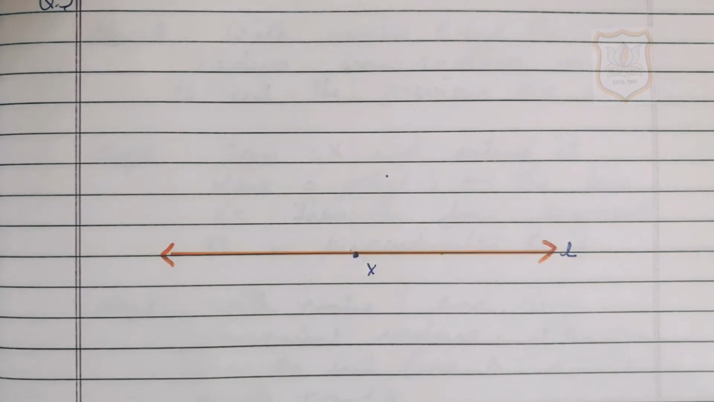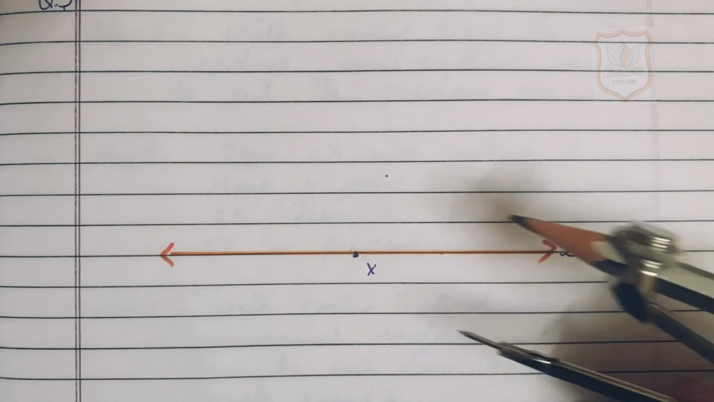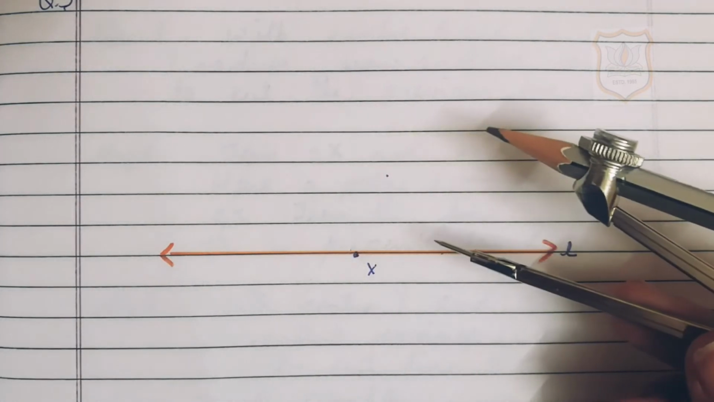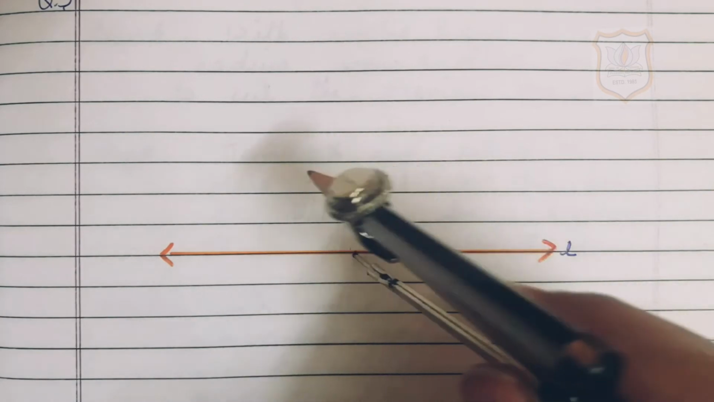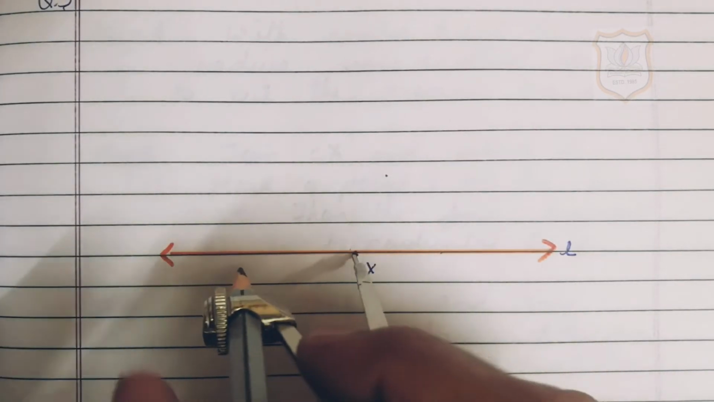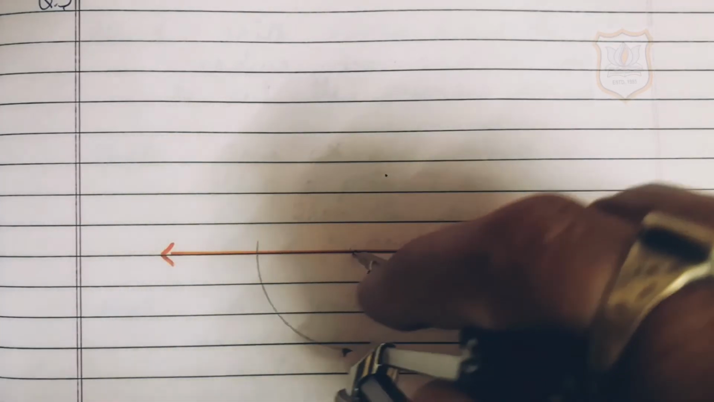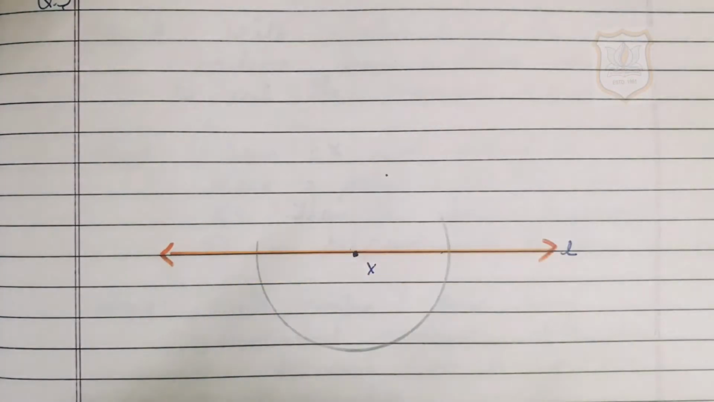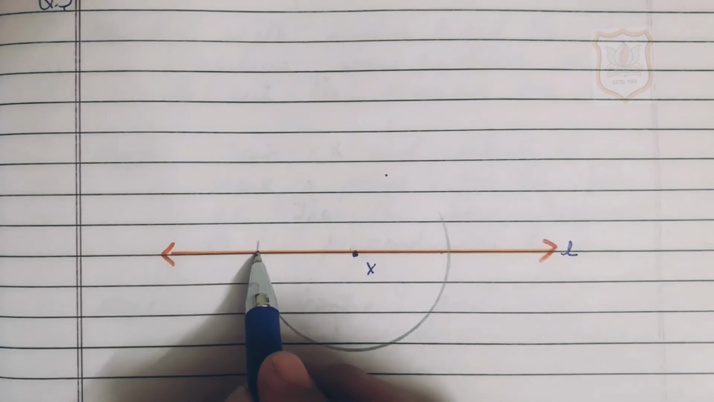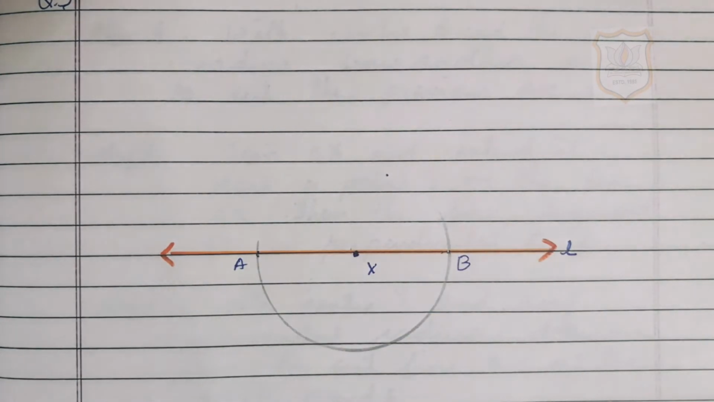Now step 2 is with the center X and any convenient radius. We have to take any radius and we will take the center X and draw an arc to cut the line L at points A and B. Students, in this way we will take the center X and with any convenient radius we will cut the line L and draw an arc, and we will name these points as A and B.